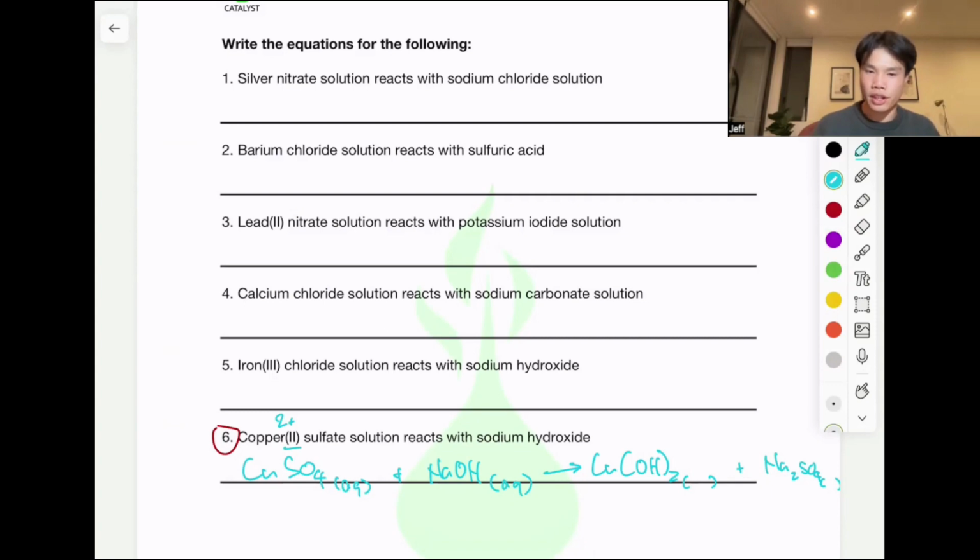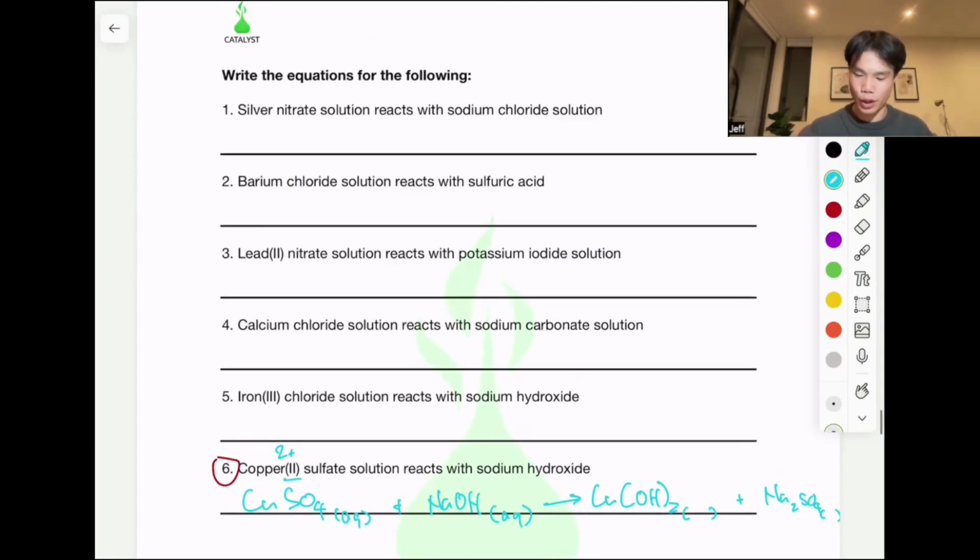What's soluble here? What's insoluble here, I should ask? What's insoluble here? Is it sodium sulfate or copper hydroxide? Did anyone find it? Copper hydroxide or sodium sulfate? We can go back up.